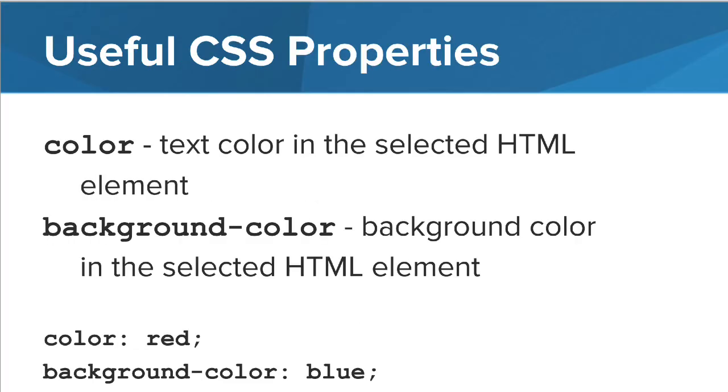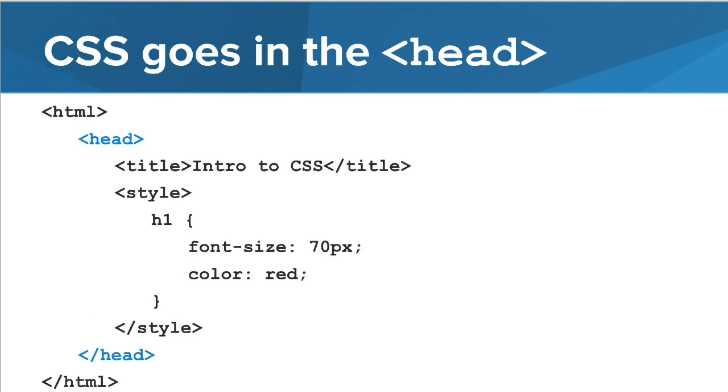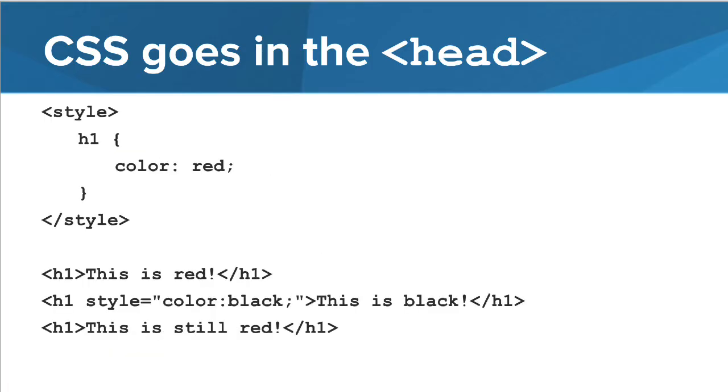As mentioned before, properties are the same as what we have seen in HTML styling. So you have things like color and background color, and many of the others that you previously used will also work in CSS. So where do you put CSS code? Well, you put CSS code inside of a style tag, and that style tag goes into the head of the HTML file.